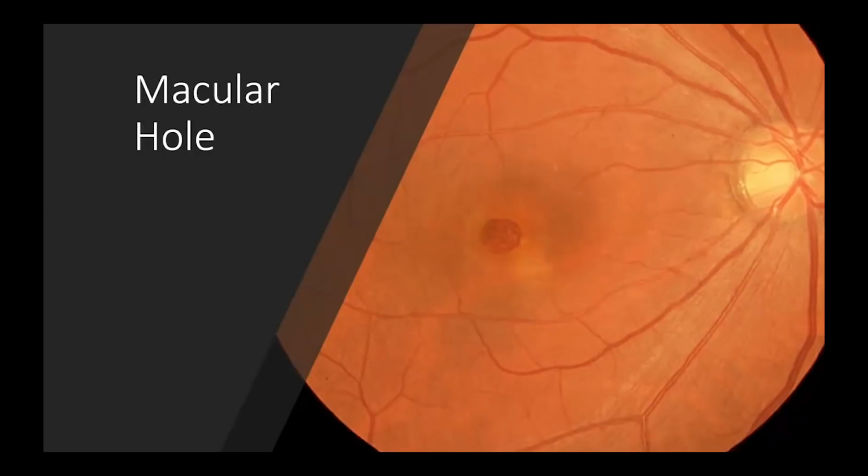A macular hole is shown here, where you can see at the fovea, there is a red hole. This is a full thickness defect in the neurosensory retina, and there's a little cuff of fluid, this little orange ring around it. And this can cause a loss of central vision in that eye.